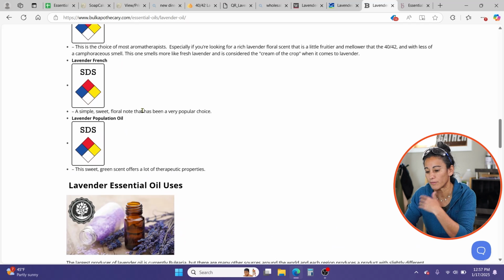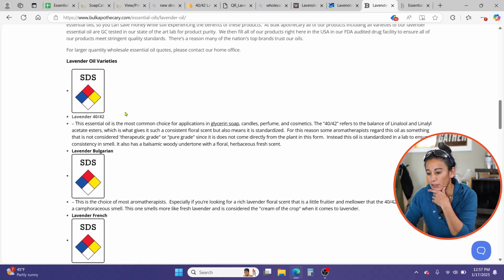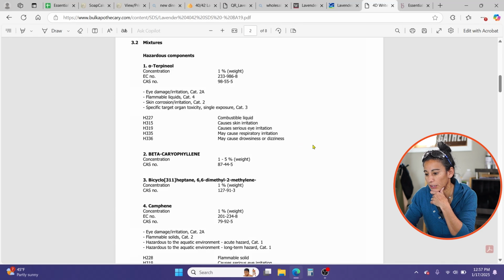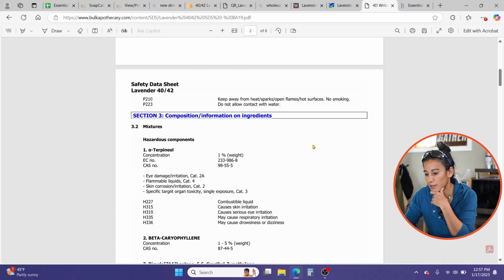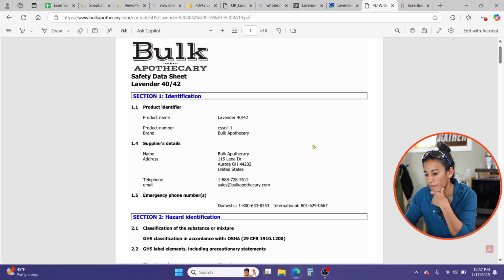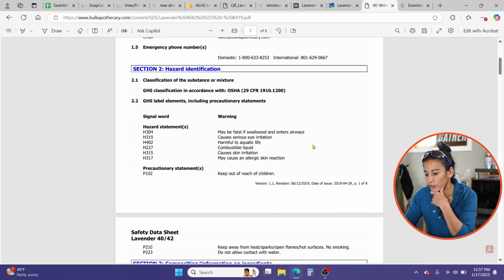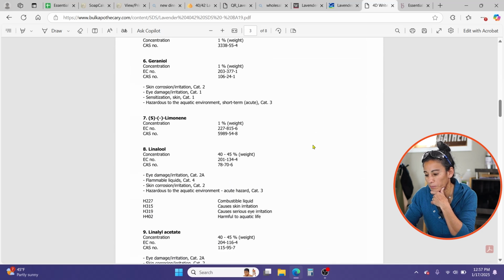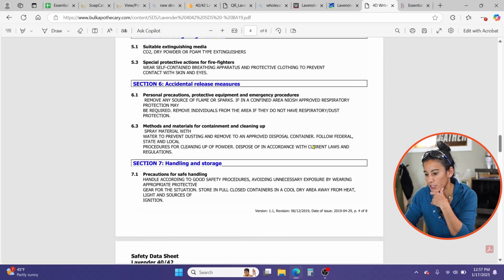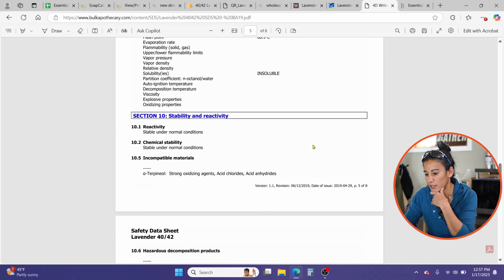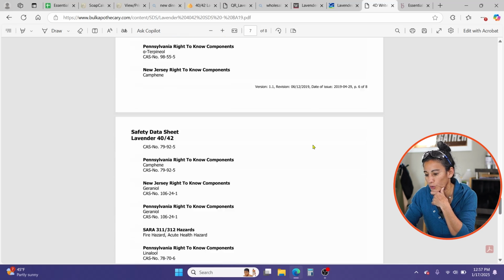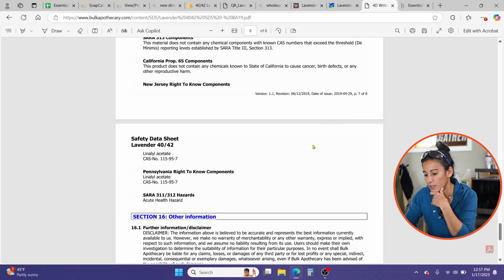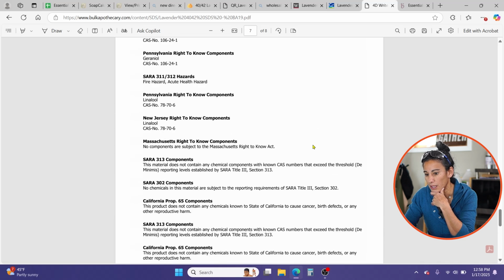And I don't see lavender 4042 listed in here. Oh yeah, here it is. So if I click on that and open it up, this is a safety data sheet, but I don't know if it'll have the usage rates in here. The safety data sheet doesn't normally have usage rates. That's under the quality and regulatory info or IFRA documents. So yeah, I don't see anything in here.